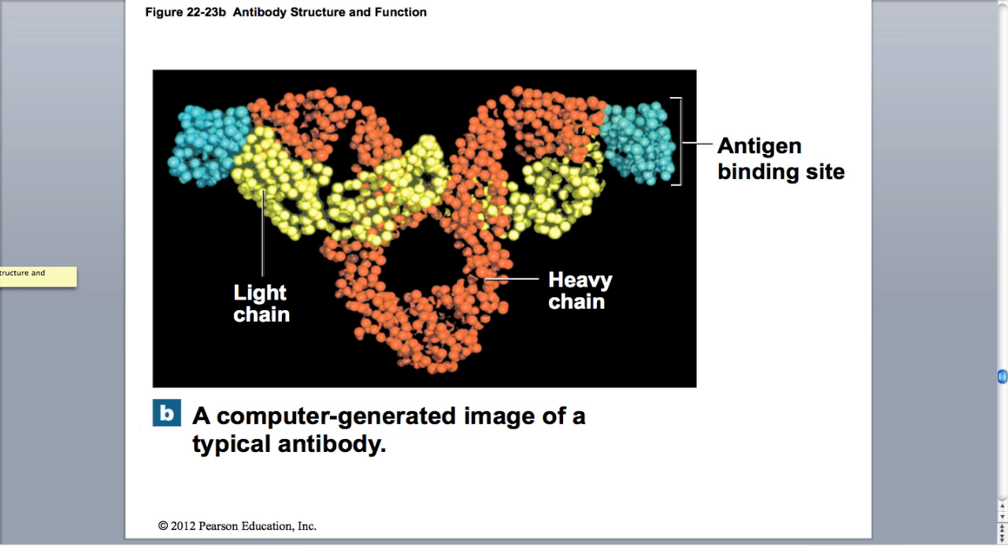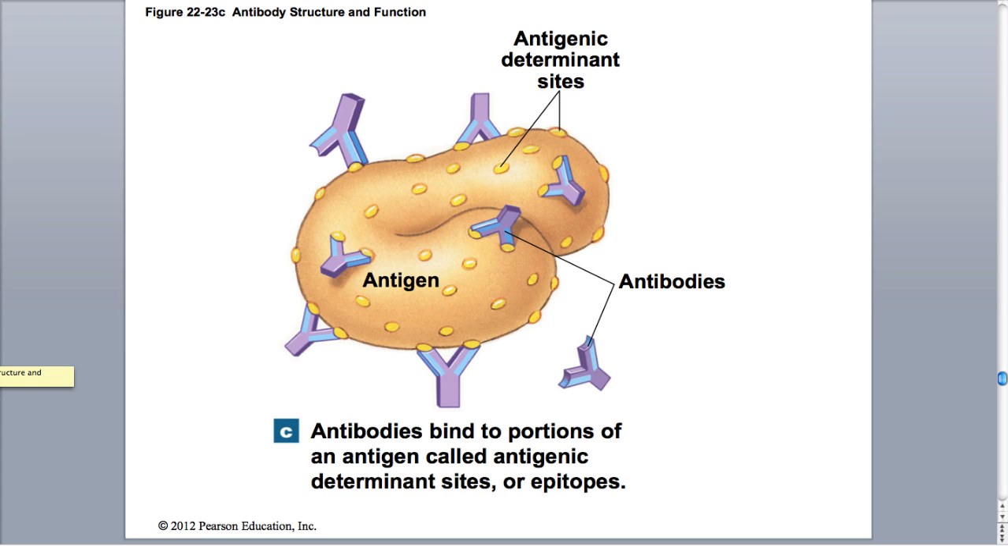This picture I've already shown; this is another version of that. Here is a germ and the antibody, and as you can see, the antibodies are sticking to specific antigens. Antibodies bind to portions of an antigen called antigenic determinant sites or epitopes. So where that antigen is located, that part is called an epitope.